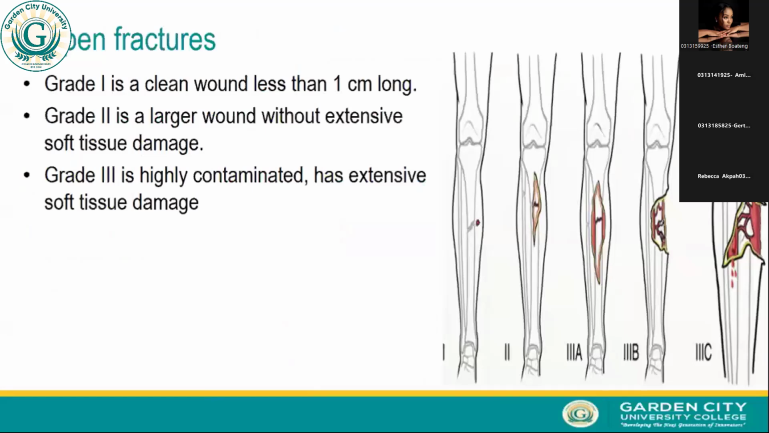Now we have grades for open fractures. We have grade 1, a clean wound less than 1 cm long. We have grade 2, a larger wound without extensive soft tissue damage. And we have grade 3. Even in grade 3, we have A, B, and C, right? That one is highly contaminated. It has extensive soft tissue damage. It is the most severe out of all the grades, of course. And it may also be accompanied by traumatic amputation. When you have grade 3 open fractures, there may be traumatic amputation as well.